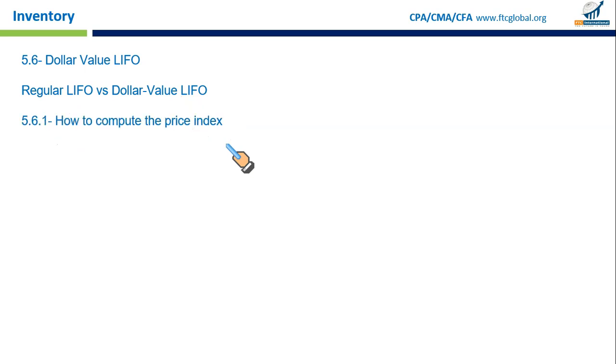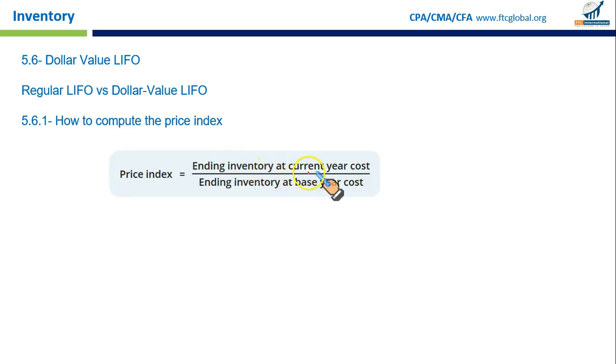First, we compute a price index. That is ending inventory at current year cost divided by ending inventory at base year cost. So consider your ending inventory at current year cost is, let's say, $12,000, but the same inventory at base year cost is $10,000. So the price index is going to be 1.2. This tells us that the inventory value has increased by 20% due to inflation or some other price change.